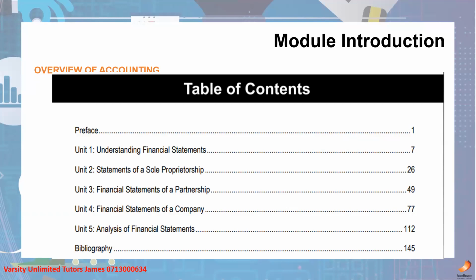And then unit number 2, you'll be looking at what is called a sole proprietorship. A sole proprietorship is a business that is owned by one individual. Let's not use the term company. It's a business that is owned by a sole trader or by one individual.